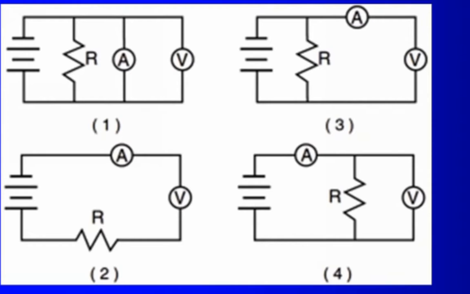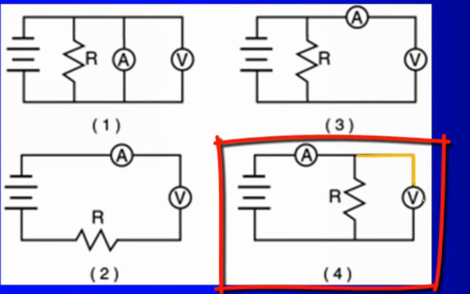The only option that shows this is down here at number 4. Our voltmeter, you can see, is in parallel with R. If we were to remove the voltmeter from the circuit, it would still function. And the ammeter is in series with R. If we were to remove the ammeter, we wouldn't have any current flow through the circuit. It would create an open. So our correct answer must be number 4.